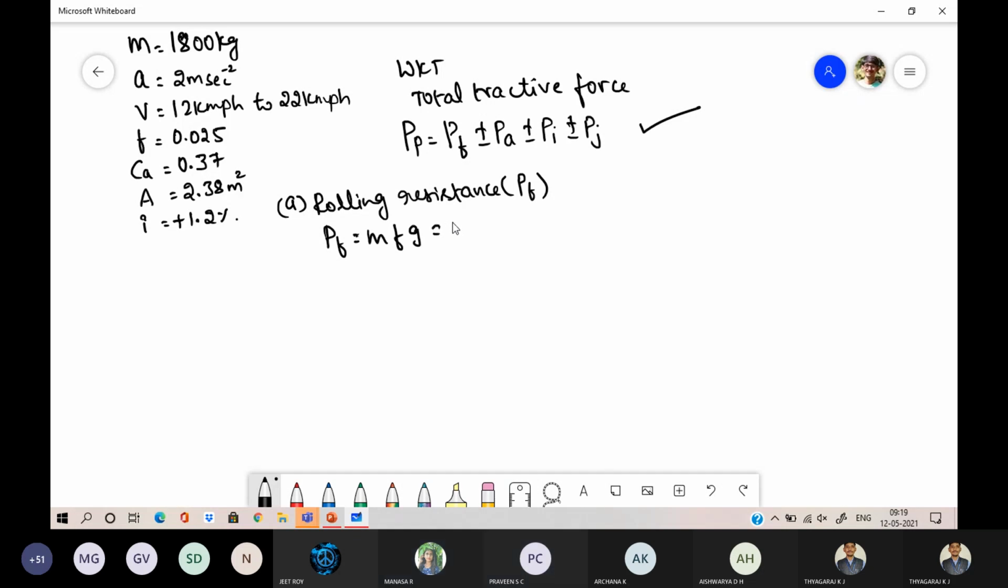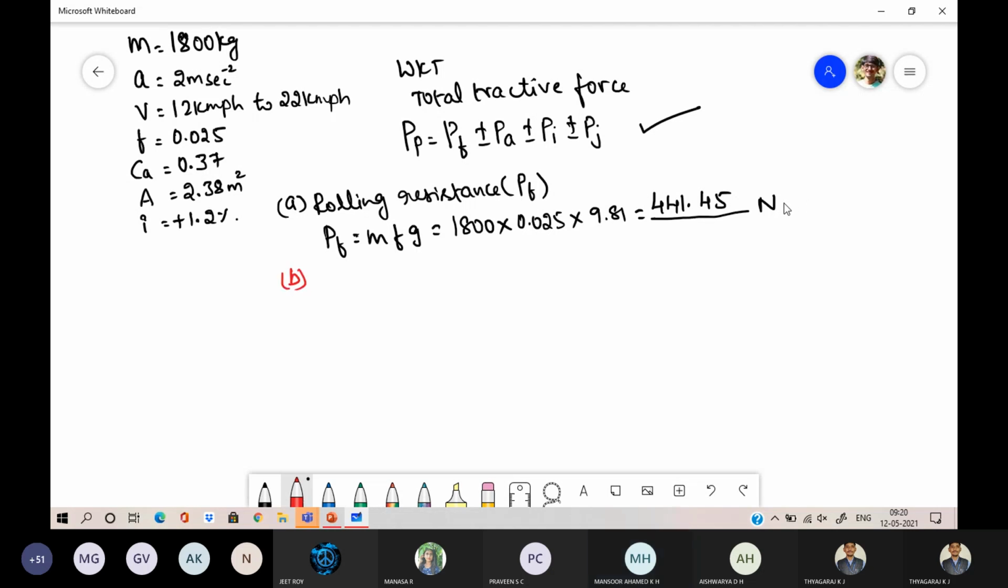What is m they have given? 1,800. f is 0.025 and g is 9.81. Now calculate the value. It will be in terms of Newton, because the kg will be converted into Newton. That's why it is multiplied with 9.81. How much you will get? 441.45 Newton. Any doubts in this?